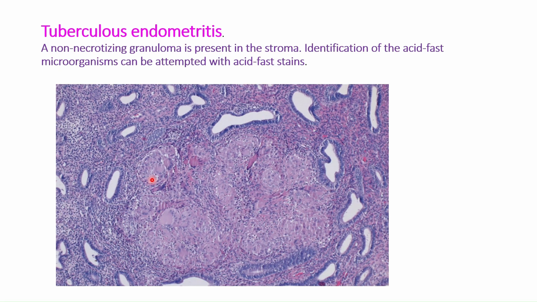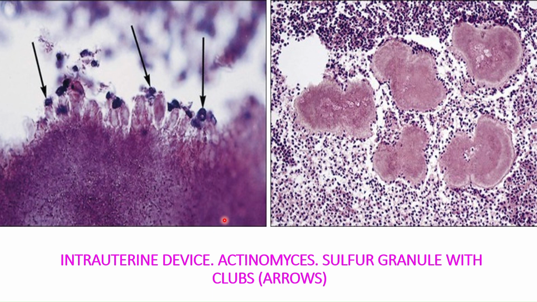So, granuloma contains 5 components normally: Langhans type of giant cells, lymphocytes, epithelioid cells, some fibroblasts, and if caseation is present, then it is called necrotizing granuloma. This is a case of intrauterine device related endometritis due to actinomyces. Here we can appreciate sulfur granules with clubs. So, in these granules we can appreciate this cotton wool appearance of this actinomyces.